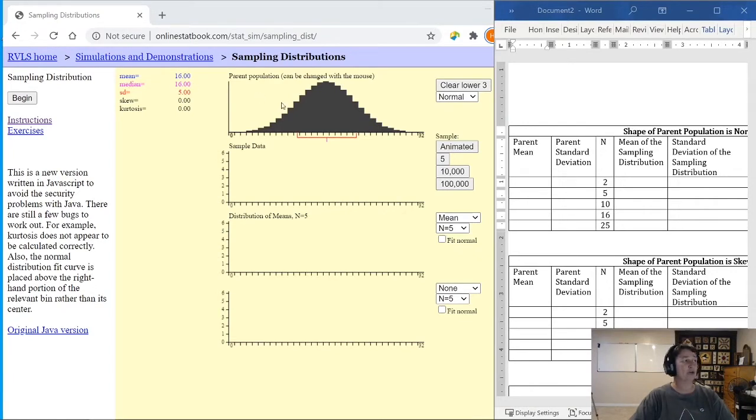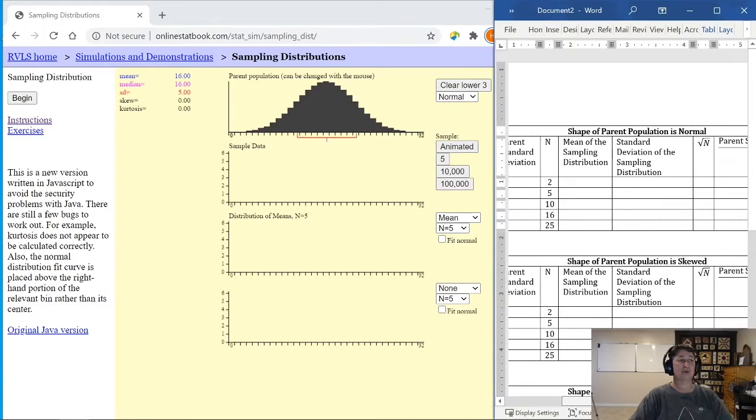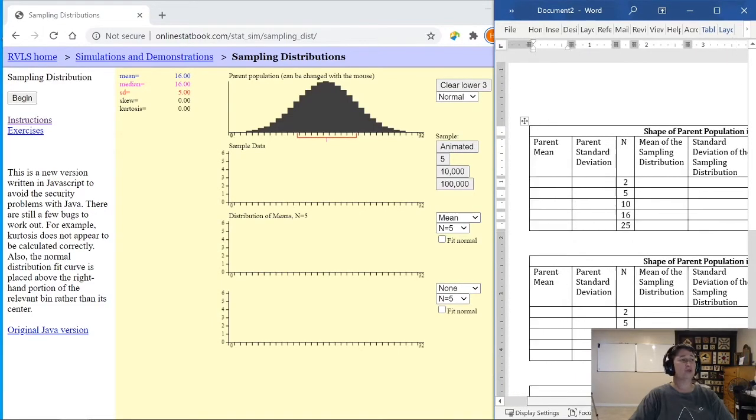The median, we know in a normal distribution, should be the same as our mean. And then the standard deviation of this distribution is 5. So just for documentation purposes, I'm going to write that down here, that our parent distribution, when it is a normal distribution, when we have this normal shape, see it says shape of the parent population is normal. When it's a normal shape, our parent mean is 16, and then our standard deviation is 5. I'm just going to record that here. In a minute, we're going to do something with it.